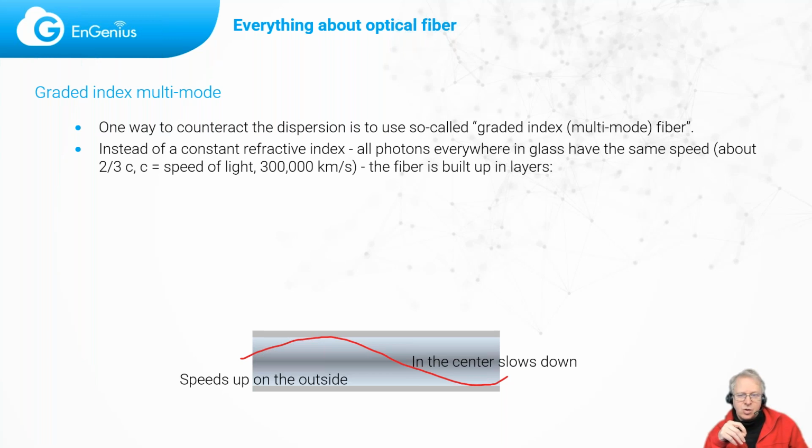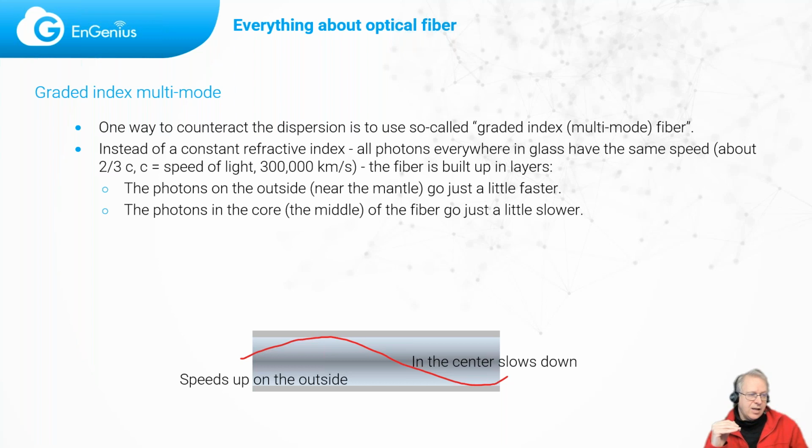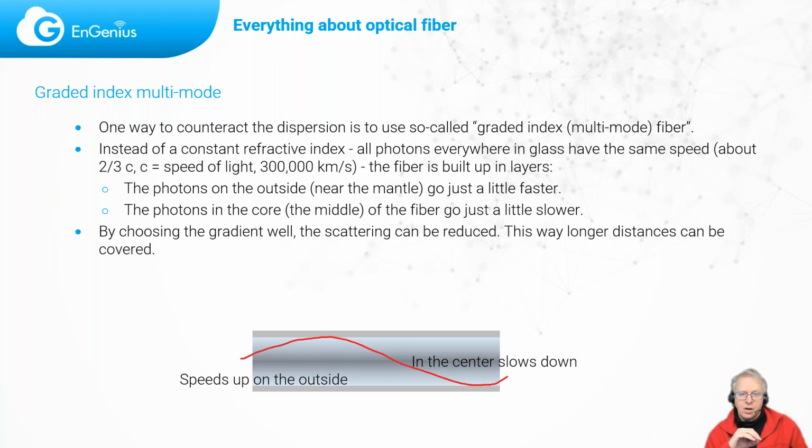So by changing the properties of the glass, you can make light go faster on the outside than on the inside. On the outside, they go a little bit faster. On the inside, they go a little bit slower, and that makes them come out a little less smeared than before. If you had a perfect graded index multimode fiber, you would have a perfect pulse on the other side. But probably the cost of that would be much more expensive than the other solution.